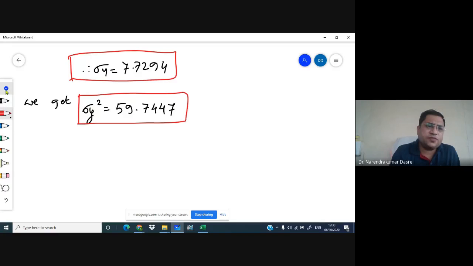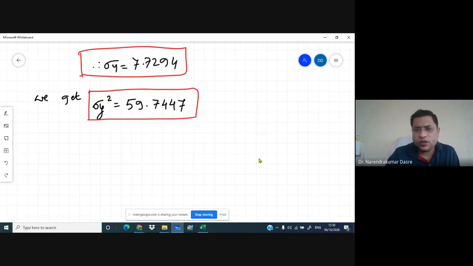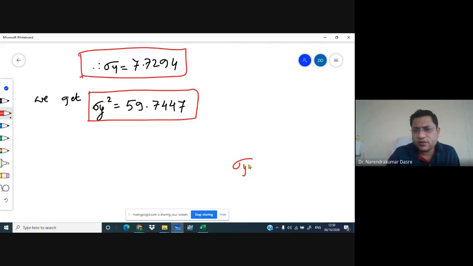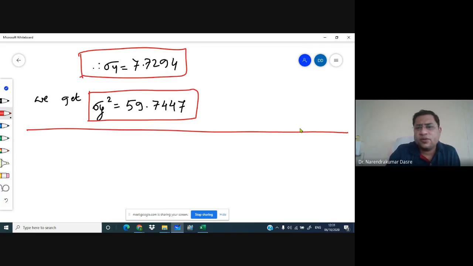Please be careful while writing the notation. This is sigma y square, and this is sigma y. Sigma square is going to be the variance, and sigma is the standard deviation. That's why please be careful while writing the squares and the notation. Does anyone have any doubt in this question?